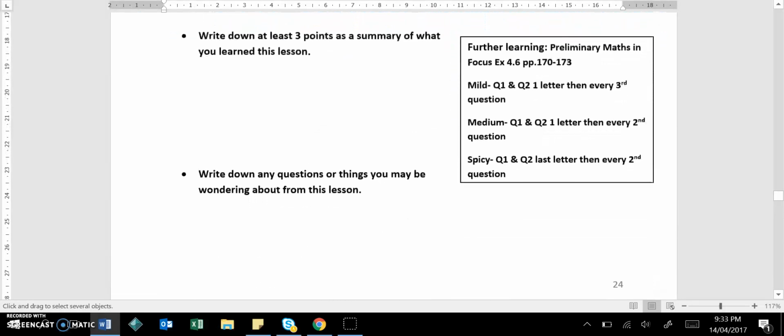Awesome, so you need to write down 3 summary points that you revised or learned, write down any questions you have about this section of work, and then try the exercises again, showing working as I have, and marking it as well. Make sure you're not choosing the same level of homework each time.